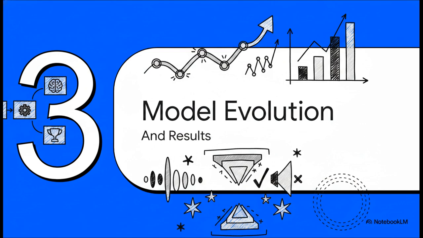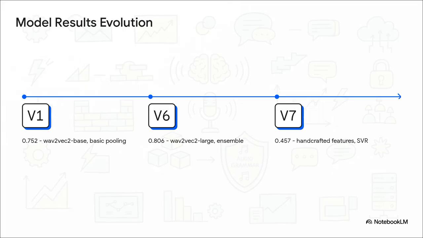Section 3. Model Evolution and Results. You know, grading panels don't just want to see a finished piece of code. They want to see your actual engineering journey. We started this off with version 1, using a basic wav2vec2 base model with simple pooling. And hey, that gave us a perfectly respectable score of 0.752. But then we engineered our way up. By version 6, we upgraded to the wav2vec2 large model, implemented multi-layer pooling, and added that stacked ensemble we just talked about. That's what pushed us to the peak Kaggle score of 0.806.